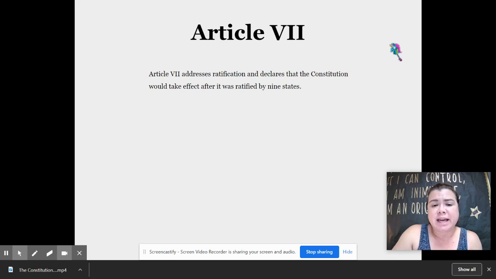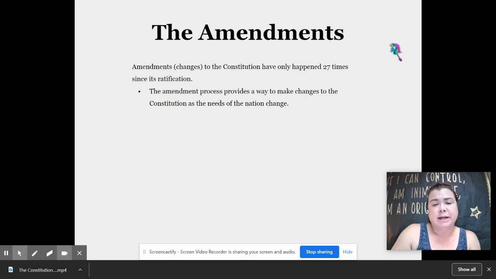Article 7 addresses ratification and declares that the Constitution would take effect after it was ratified by 9 states. So this was just basically saying how the states would sign or give formal consent, making the Constitution valid. And it goes about that the 9 states had to ratify it, or had to give approval, for the Constitution to take place. Okay. So let's get into the amendments.